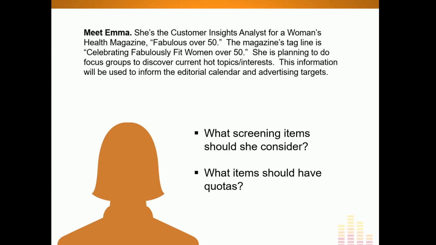What else might she have here as a screening criteria? Well, it's a magazine. Sounds like part of her business model is selling advertising because she wants to understand hot topics to inform her advertising targets. So she probably wants to have a minimum household income.